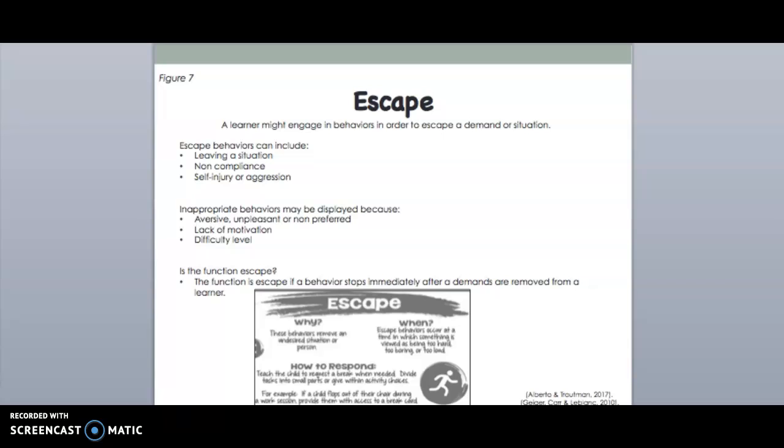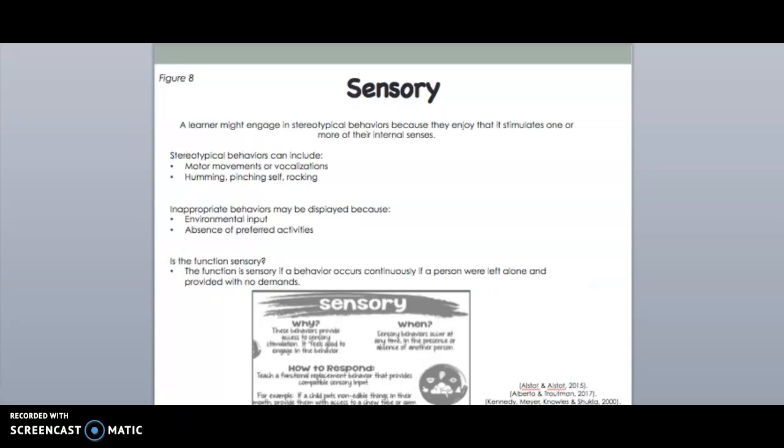Inappropriate behaviors may be displayed because something is aversive, unpleasant, or non-preferred by the learner. A learner may also attempt to escape a situation because it is too difficult for them or they are not motivated to participate. The function of a behavior may be escape if a behavior stops occurring immediately after demands are removed from a learner or a learner is removed from a particular situation or activity.